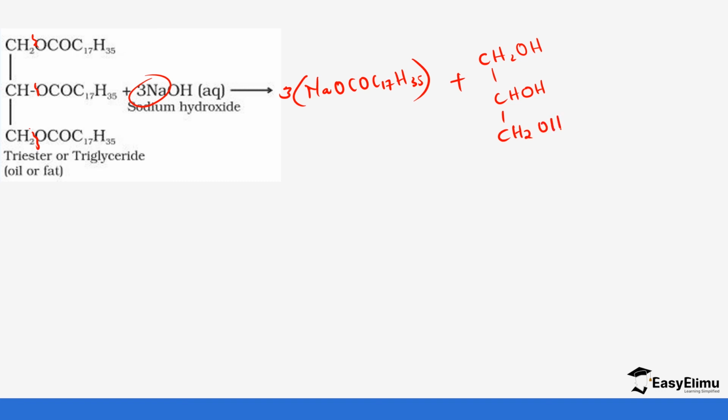Finally, we have this last one. So the sodium is going to displace from this part, and this part. So we will have sodium. So we're just going to repeat this. Then there are three, and then plus the rest reacts with OH to form the alcohol. And this is our product.